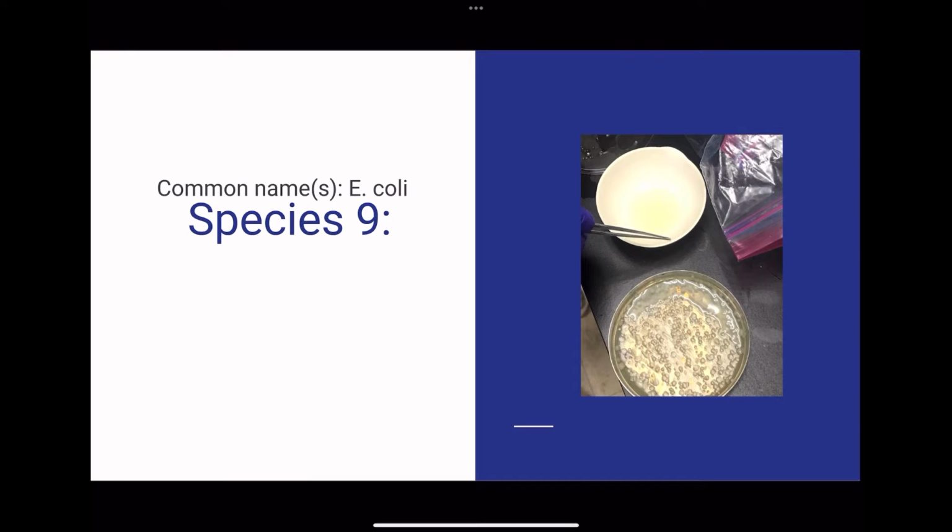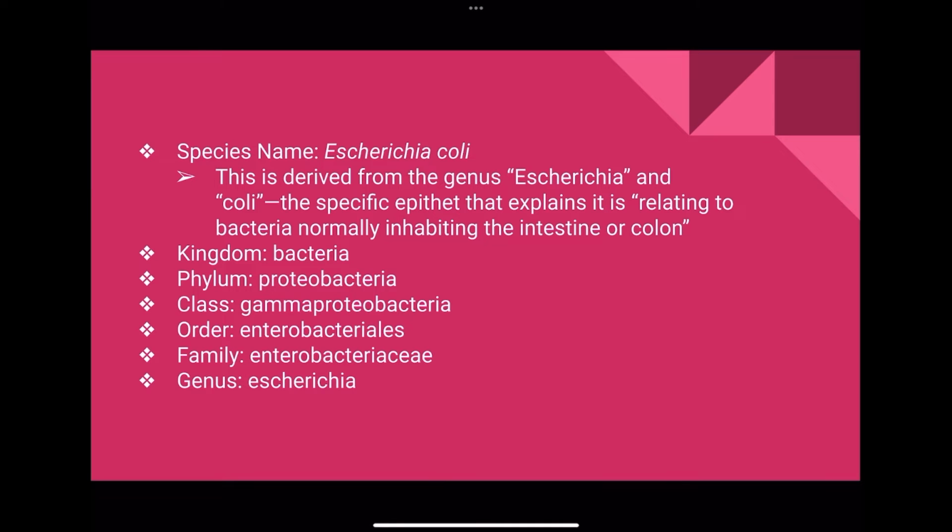On to species 9, whose common name is E. coli. The species name is Escherichia coli, which is derived from the genus Escherichia, and coli is the specific epithet that explains that it is related to bacteria normally inhabiting the intestine or colon.